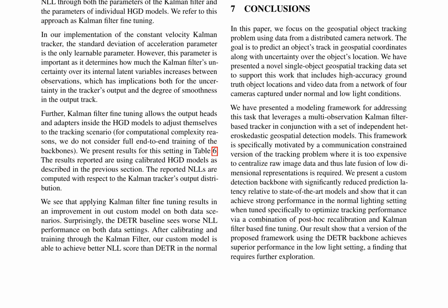After calibrating and training through the Kalman filter, our custom model is able to achieve better NLL score than DETR in the normal light scenario at 6 times lower latency. It is also able to close to within 0.5 nats of the performance achieved by the ResNet 50 backbone in the normal light scenario at 2.5 times lower latency. Lastly, despite the fact that the DETR-based model does not improve in performance under Kalman filter fine-tuning, it remains the best performing model in the low-light scenario by a wide margin.